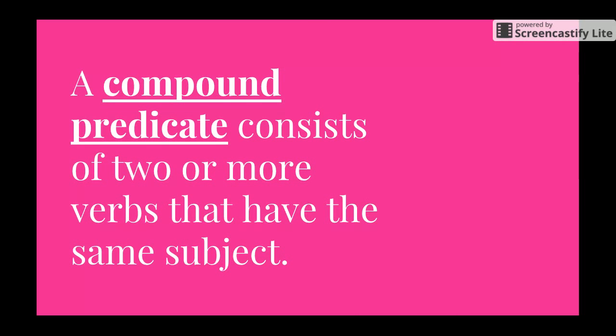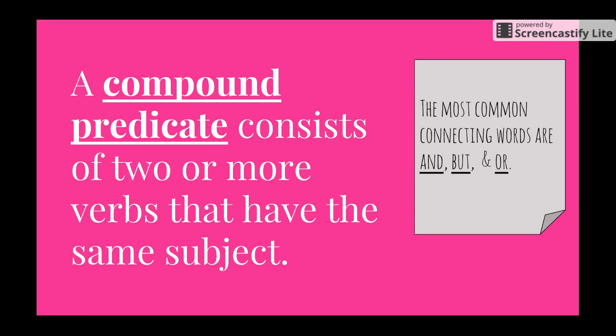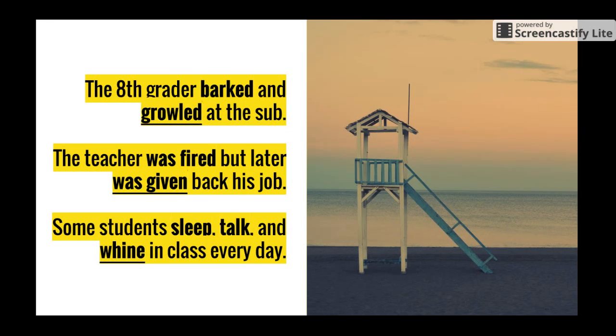Now, a compound predicate consists of two or more verbs that have the same subject. These are connected by and, but, and or. The eighth grader barked and growled at the sub. Barked and growled is a compound predicate. Those are both actions the eighth grader took. The teacher was fired, but later was given back his job. Was fired and was given are a compound predicate. Both actions are shared with the subject, the teacher.